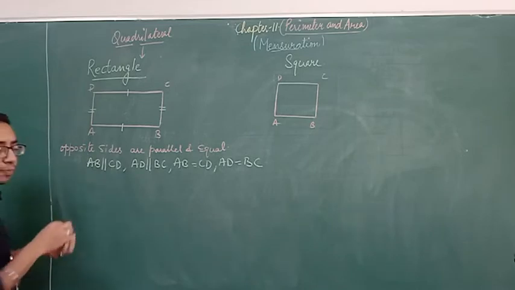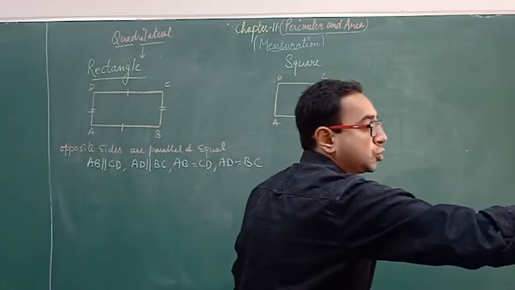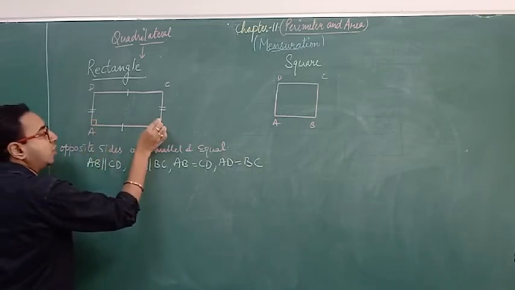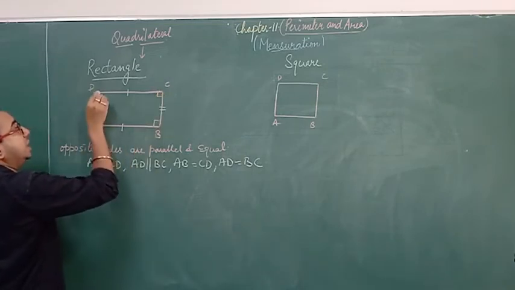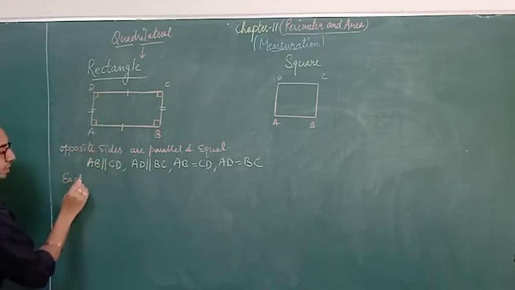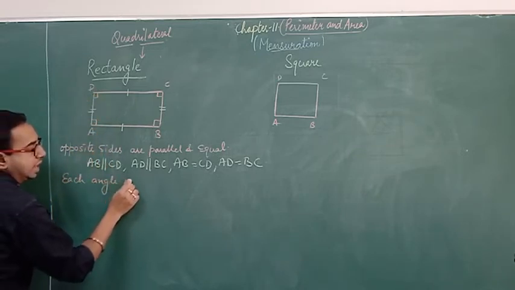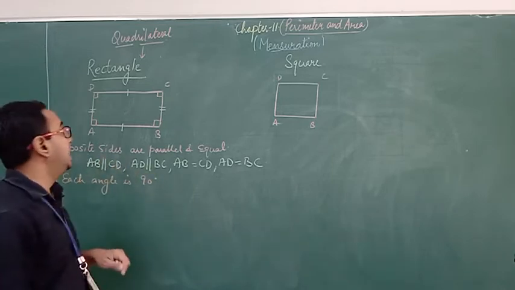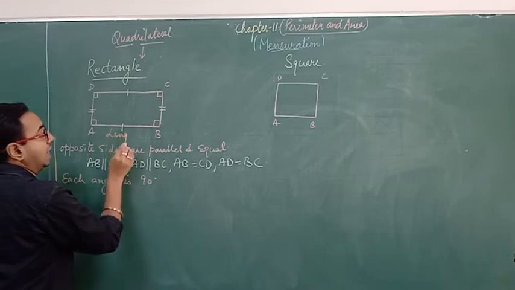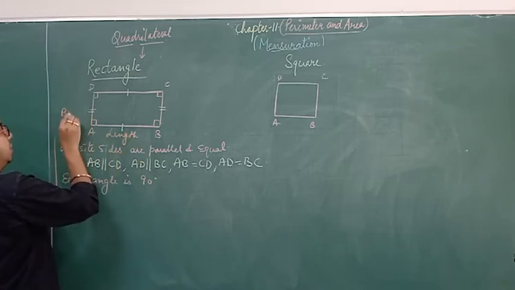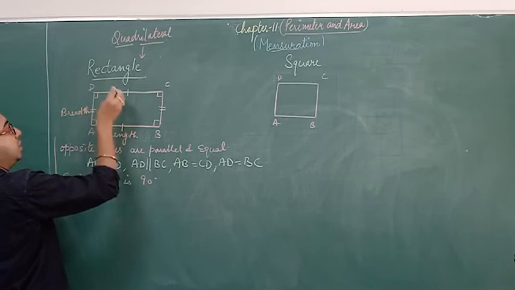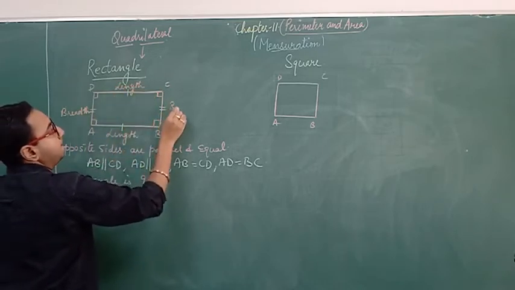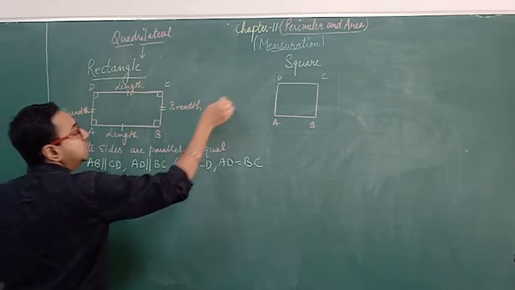Secondly, next very important point you should know. Each angle of a rectangle is 90 degree. Are we clear? This is what a rectangle is. And hence, its sides are called length and breadth. Opposite sides are equal. It means this must be length. This is also called breadth. Are we clear? Now let's move on to the square.